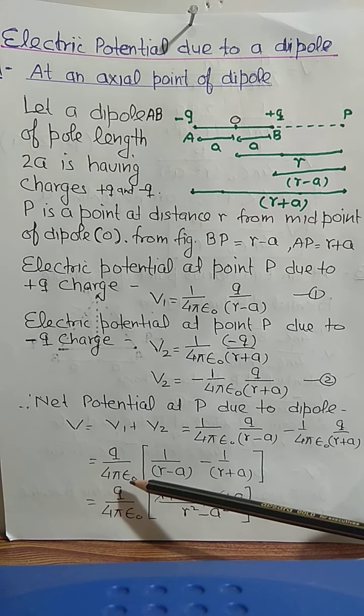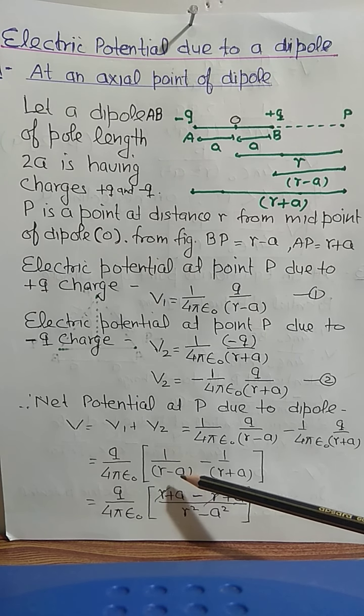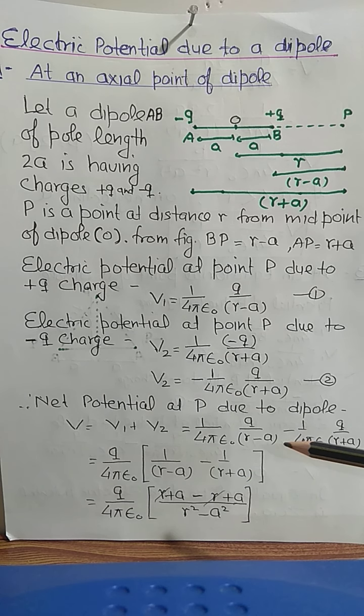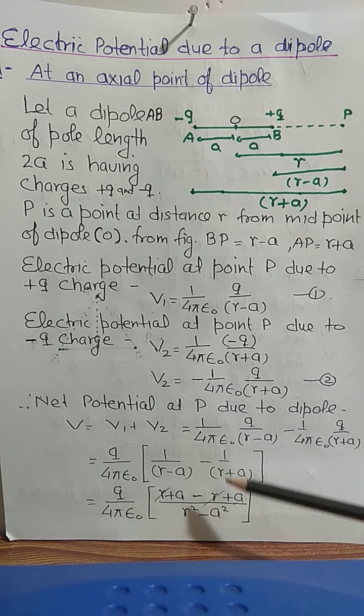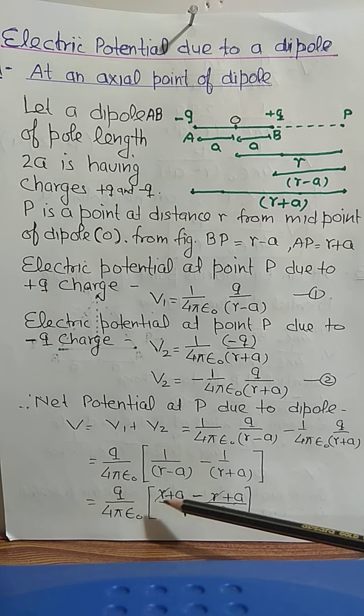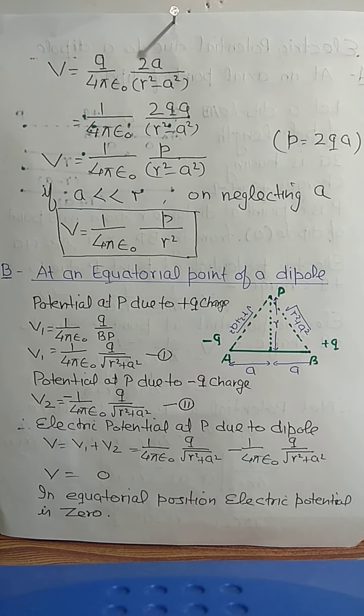Taking common Q upon 4 pi epsilon naught, we will get this one, and taking LCM of R minus A and R plus A. The LCM of R minus A and R plus A is what? R square minus A square, and which gives Q upon 4 pi epsilon naught, R plus A minus R plus A, upon R square minus A square. Students, after solving that, R will be cancelled out, that you know from the previous sheet.